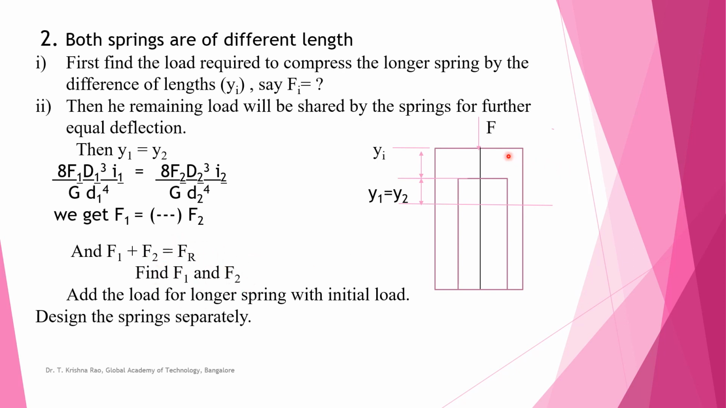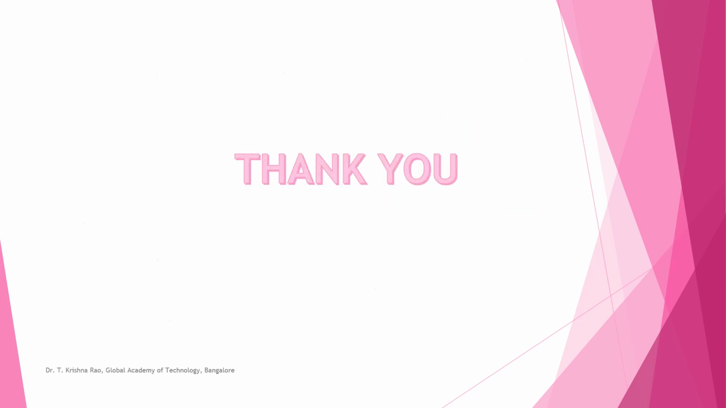So outer spring, what happened? Already we have given it some load fi. Now some more load is coming, f1. So what is the total load on the outer spring? fi plus f1. The inner spring has got only one load, called f2. Then complete the remaining design. So this is the end of the helical springs.